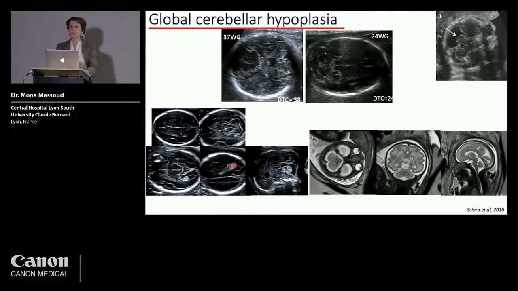These are rare entities, but we have to eliminate them because these are of genetic origin, poor prognosis, and different pathology. So it's really important to make sure that we are not in the case of pontocerebellar hypoplasia and that we have isolated cerebellar hypoplasia. And the other thing that we have to check is for sure the cortex that we can see more properly with the MRI.